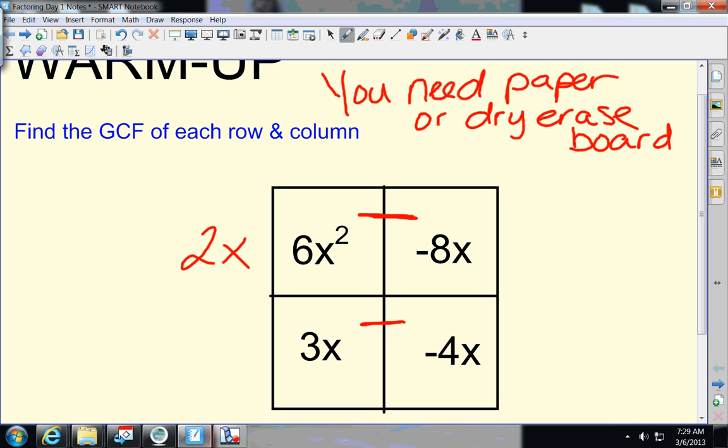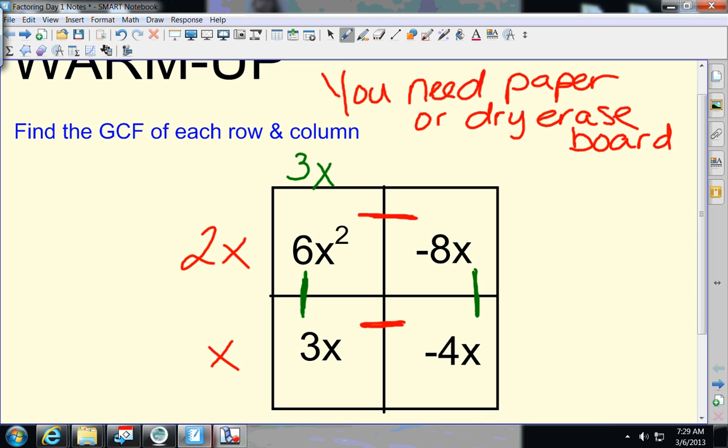If I look in these two right here, these two rows, what's the GCF out of these two terms? Does 3 go into 4? No. Well, the only thing in common are the x's, right? So I'd put an x right here. Out of these two columns, right here, what's the GCF? 3 goes into both of them, and they both have an x.